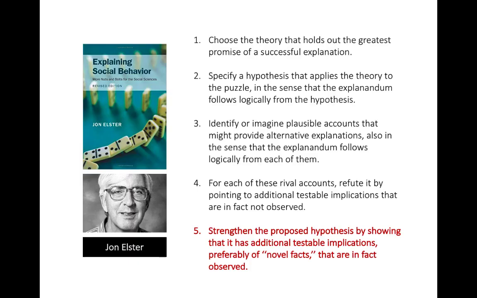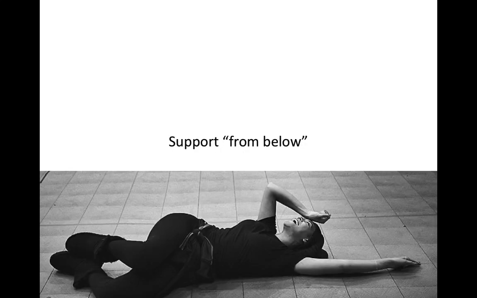So the last point that Elsa makes, after thinking about these rival accounts and knocking them out, is to strengthen the proposed hypothesis by showing that it has additional testable implications, preferably of novel facts that are in fact observed. What does he mean by that? Well, that's something he calls support from below. Now, he has support from the side, lateral support, that's his alternative stuff.